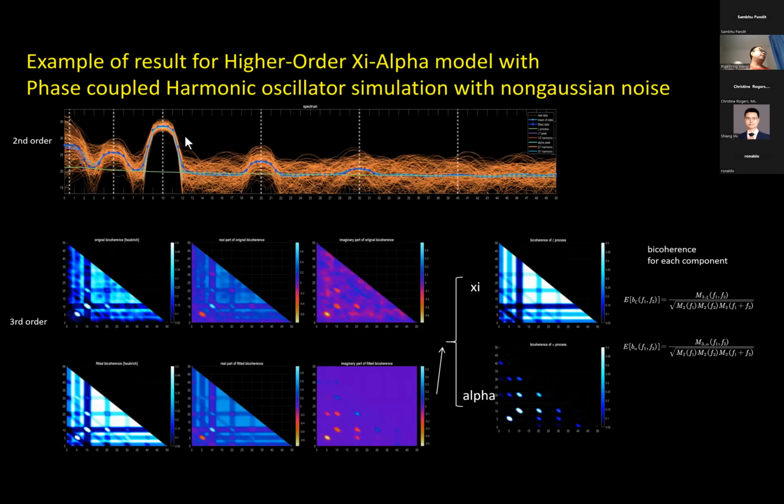Here is another example. You can see the signal generated by a phase-coupled harmonic oscillator simulated with non-Gaussian noise, and you can see the background noise, the fundamental oscillation, the harmonics and the subharmonic here. This is the third-order spectrum, the normalized third-order spectrum, the bicoherence. This is the magnitude of the bicoherence. Here is the real part, and this is the imaginary part.